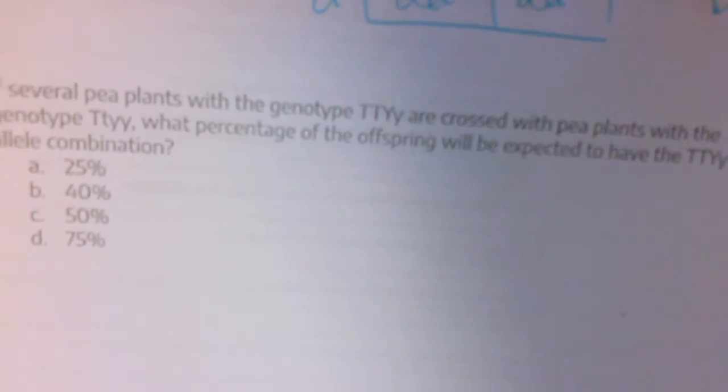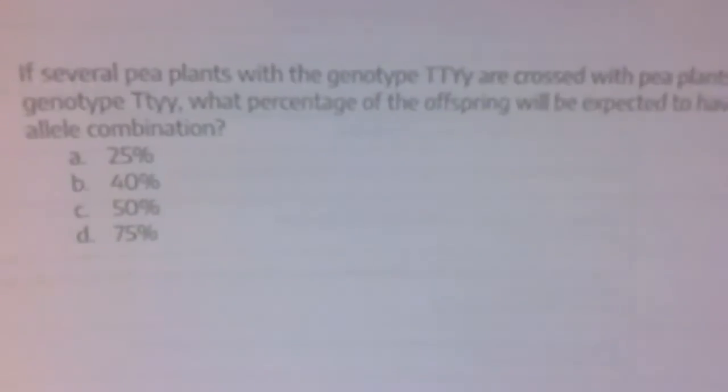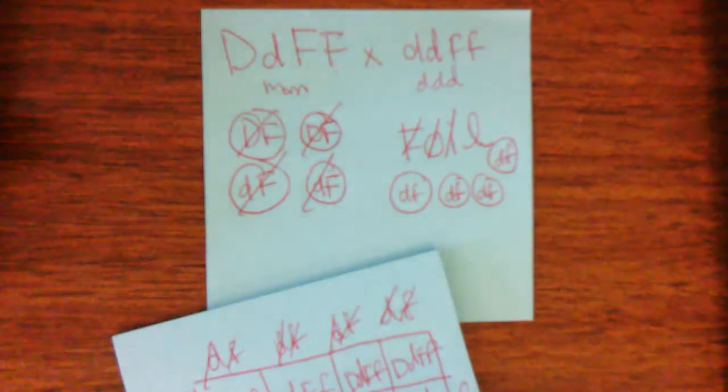Now from this point, you have to look at your Punnett square once you complete it, and then you have to answer the actual question. Okay, determine your percentages based off of what that problem is asking you. Okay, dihybrid crosses.